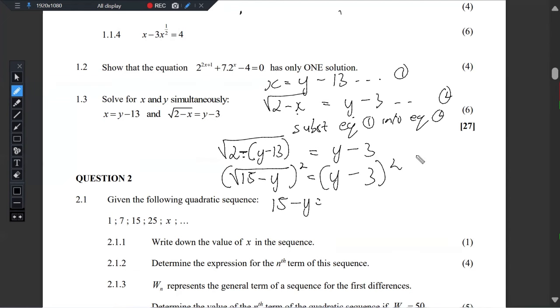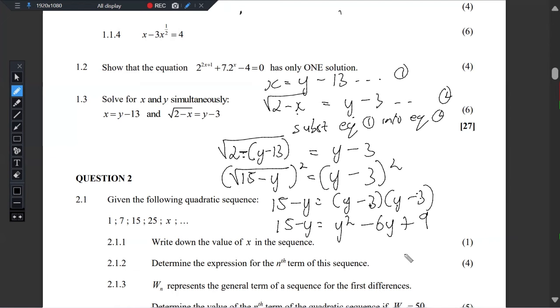But remember, on the right-hand side, there was no square root. So the square here will do a different job. It will actually expand the expression, right? Then I have 15 minus y is equals to y squared, then y times negative 3, it's negative 3y, and another negative 3y. So I will have minus 6y as my middle term. Then negative 3 times negative 3, that's positive 9.